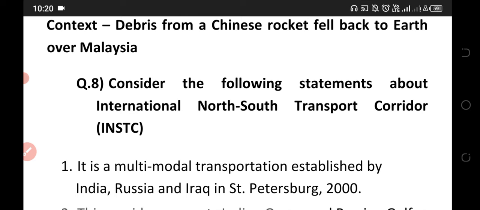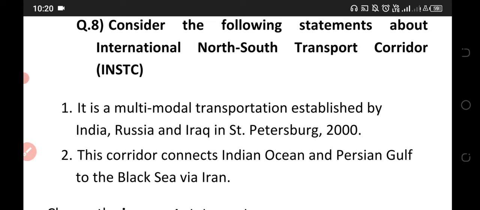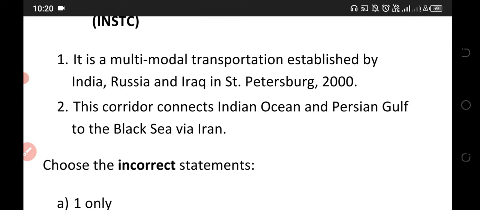Consider the following statements about the International North-South Transport Corridor, INSTC. INSTC is a multimodal transportation corridor established by India, Russia, Iran in St. Petersburg, 2000. This corridor connects the Indian Ocean and Persian Gulf to the Black Sea via Iran. I think only C, because both are incorrect.